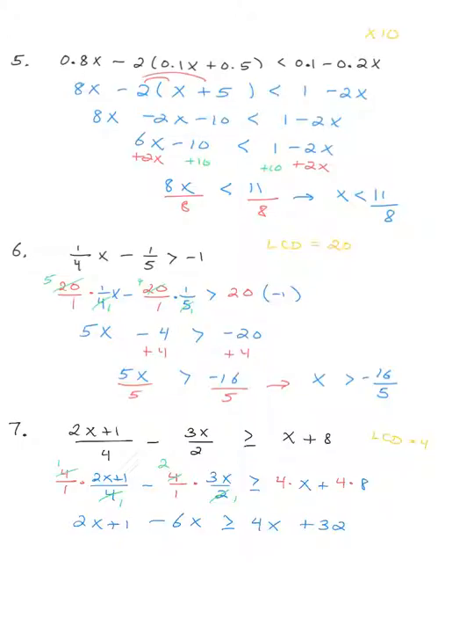Combining like terms, we get negative 4x plus 1 is greater than or equal to 4x plus 32. I will simultaneously subtract 4x from both sides as well as 1. I get negative 8x is greater than or equal to 31. Here I'm dividing by a negative. That's going to change the direction of the inequality. My answer is x is less than or equal to negative 31 over 8.